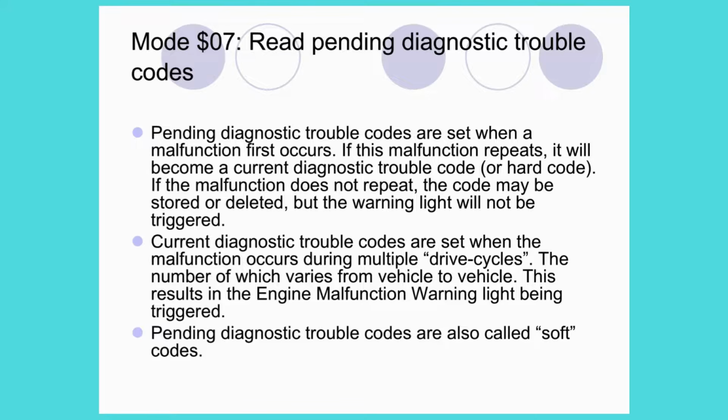Current diagnostic trouble codes are set when a malfunction occurs during multiple drive cycles, the number of which vary from vehicle to vehicle. This results in the engine malfunction warning light being triggered. Pending diagnostic trouble codes are also called soft codes.